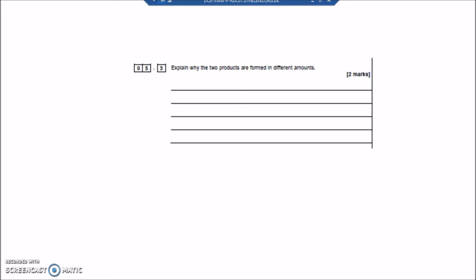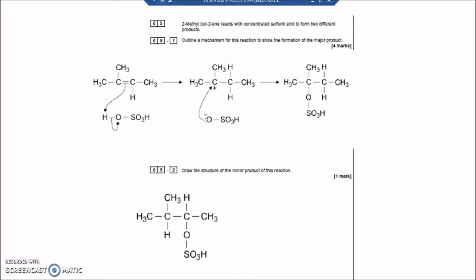Why do these two products form in different amounts? Well, let's have a look at this. A C with a plus is called a carbocation. Now, if you count the number of carbons off that C+, it will tell you whether it's primary, secondary or tertiary. If the carbocation has one carbon bonded to it, it's primary; two carbons bonded to it, it's secondary; three carbons bonded to it, it's tertiary. So this is a tertiary carbocation.